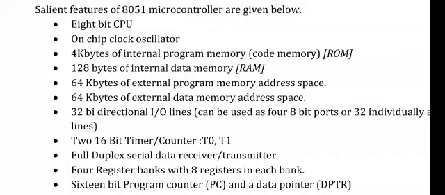So how many ports does the 8051 have? 4 ports: Port 0, Port 1, Port 2 and Port 3. These are the 4 I/O ports available with the 8051. In total, how many I/O lines? 32 I/O lines with the 8051. It has two 16-bit timers.